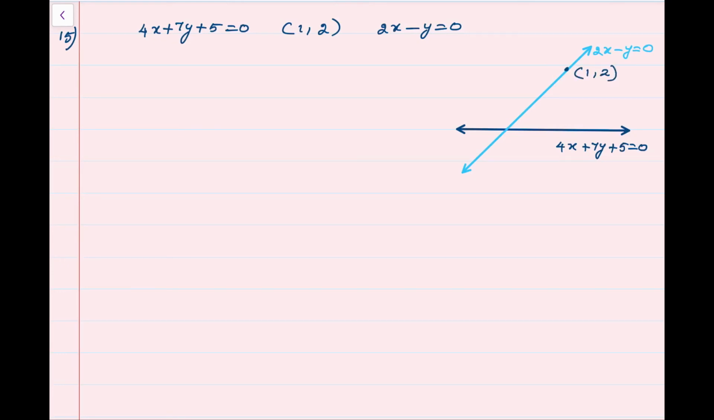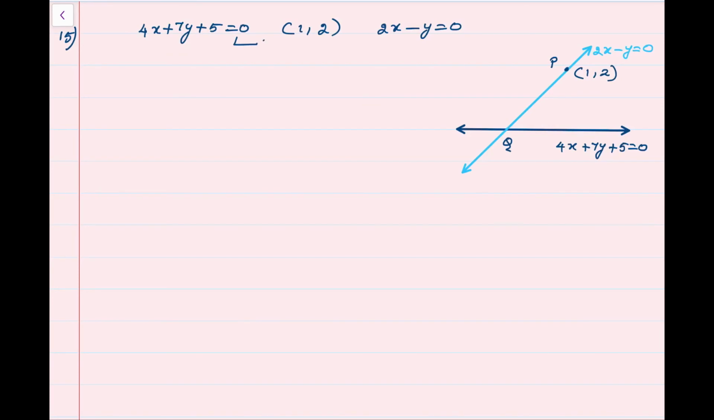Substitute and check. 2 minus 2 is 0. (1, 2) lies on this line. We have to find the distance of the first line from this point measured along this line. We will name this point as P, this as Q. We need the distance PQ. We will solve these two equations and find the point Q.